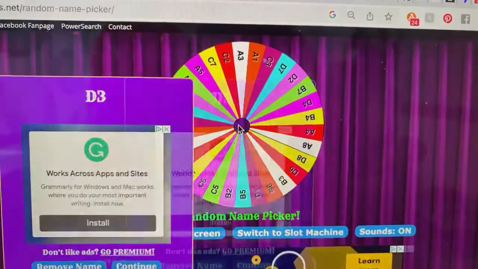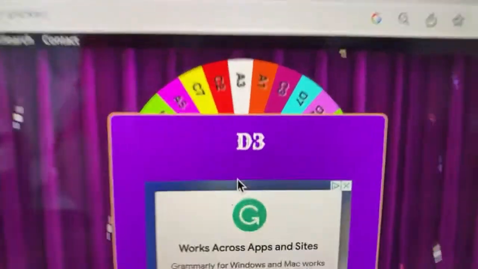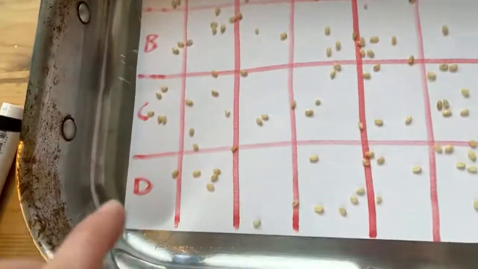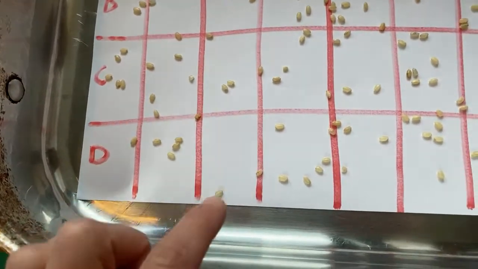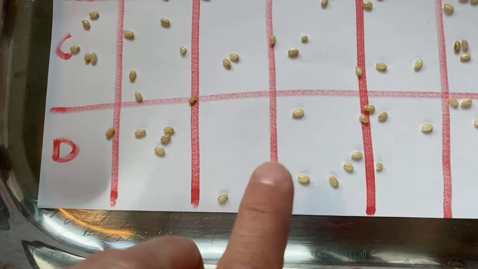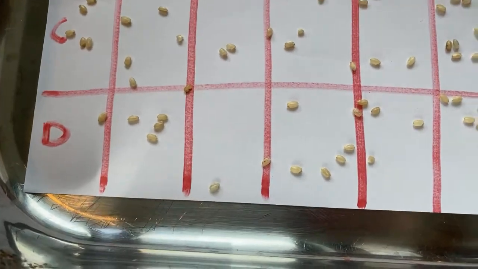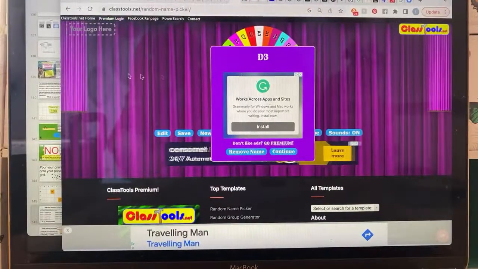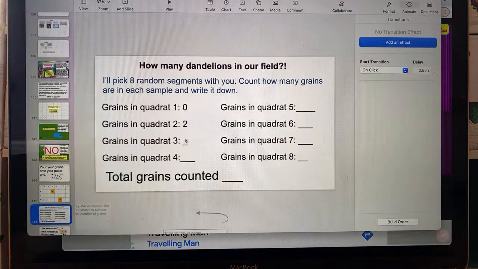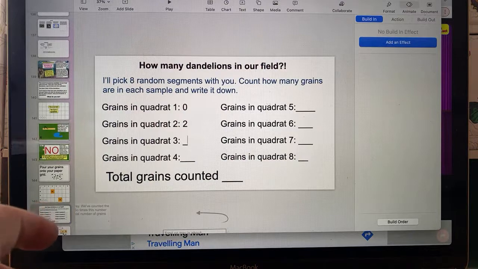It's D3, folks. D3 is the segment we are looking for. So D, 1, 2, 3. And I've got one that is on the line, so I'm only going to count the other one. So D3, however many you've got in D3, write that down. Okay, next one.